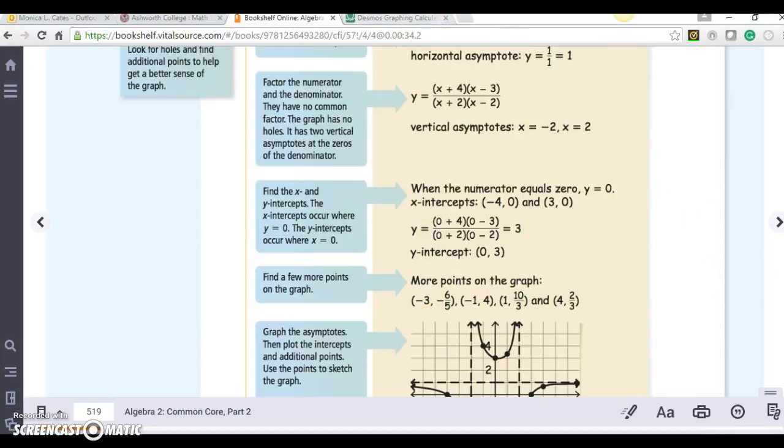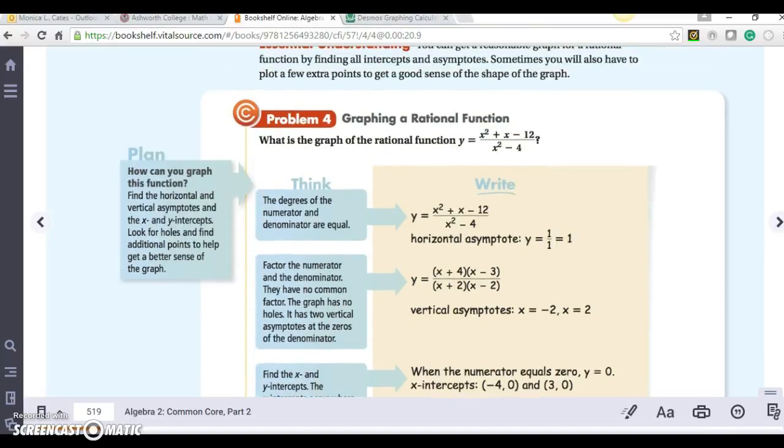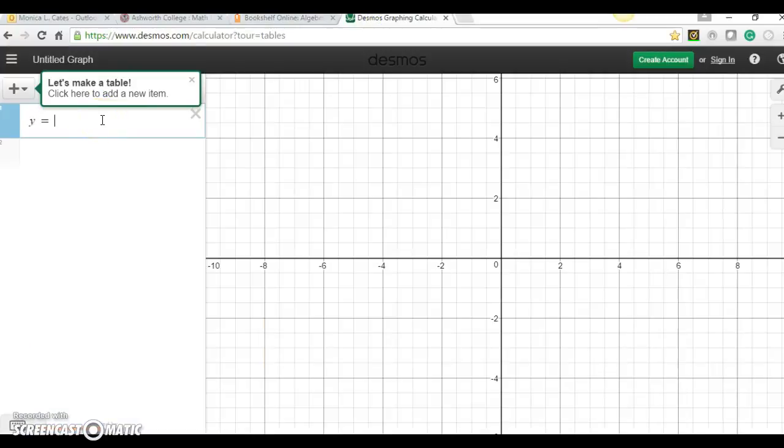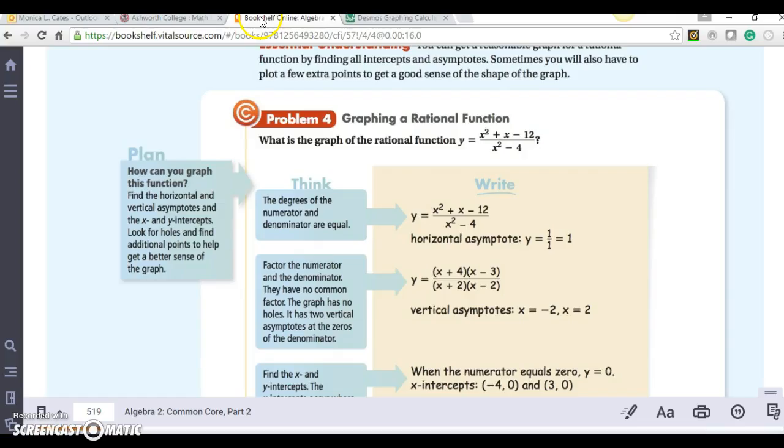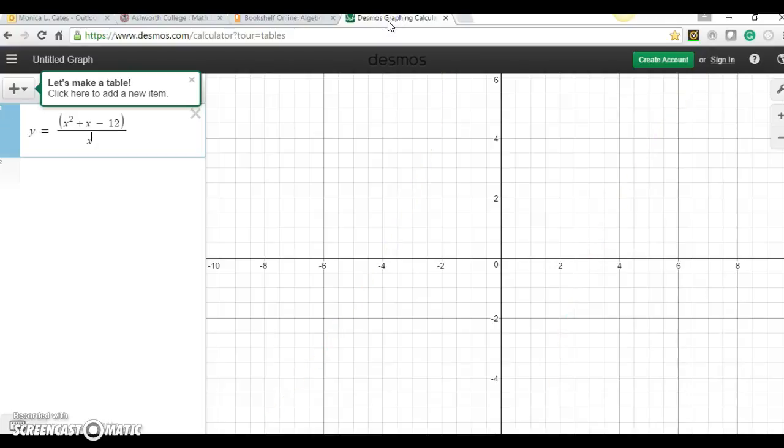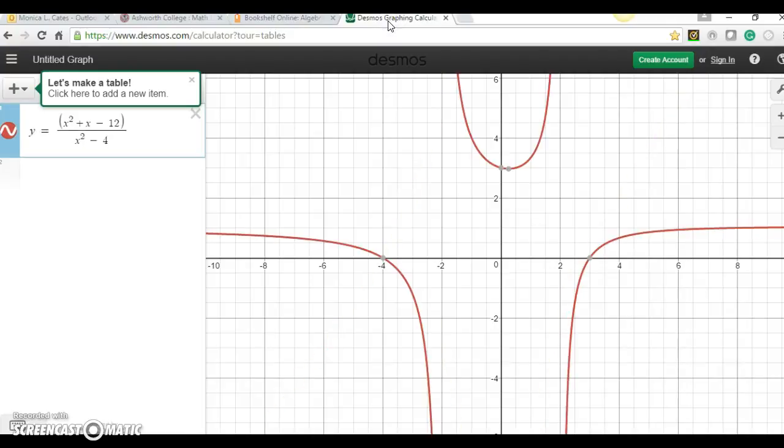Or I can use my handy dandy free graphing calculator at www.desmos.com. So let's pull that up. I'm going to say y equals x squared plus x minus 12 divided by x squared minus 4. And I can actually put in all those points that you saw earlier, but this is what my graph looks like.